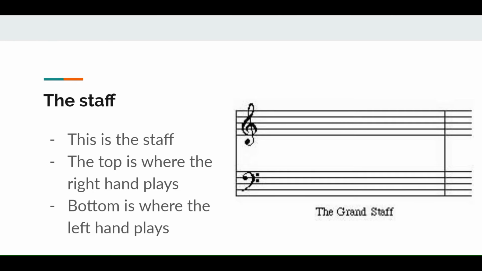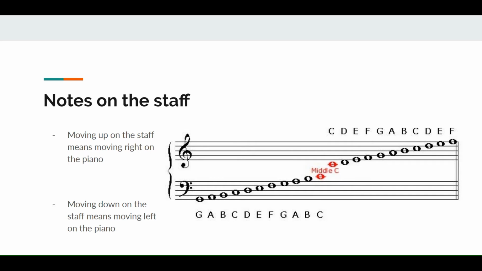This is the staff, and the top part is called the treble clef, and that's where the right hand usually plays. The bottom part is called the bass clef, and that's usually where the left hand plays. You can see all of the notes on the staff. And middle C, which is highlighted in red, is special because it's one line below the treble clef and it's one line above the bass clef. And you'll notice that moving up on the staff means movement to the right on your piano, and moving down on the staff means movement to the left on your piano.